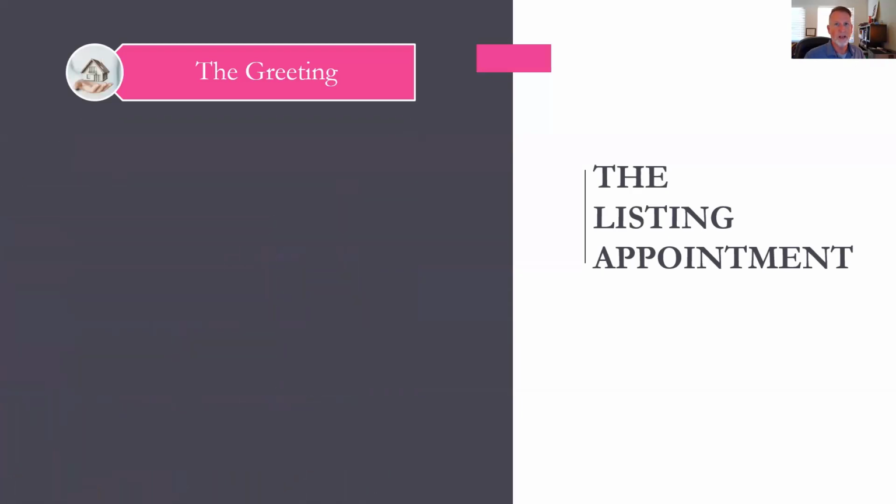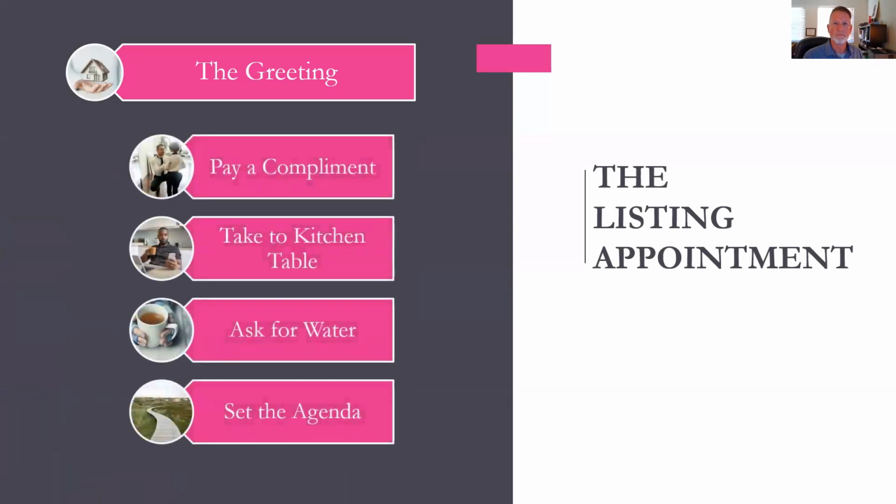Now, the greeting in and of itself consists of several steps too. So the first step is to pay a compliment. In other words, when you walk up to the house, you knock on the door, you introduce yourself to the potential customers, and you pay them a compliment. Find something that you really like. What wonderful lawn landscaping you have. I love your neighborhood. Pay them a compliment that's sincere. Don't make something up that you don't believe in, but pay them a nice compliment.